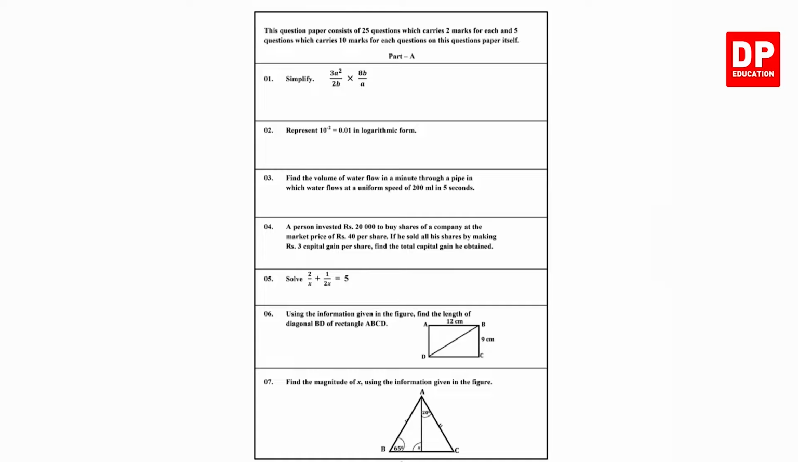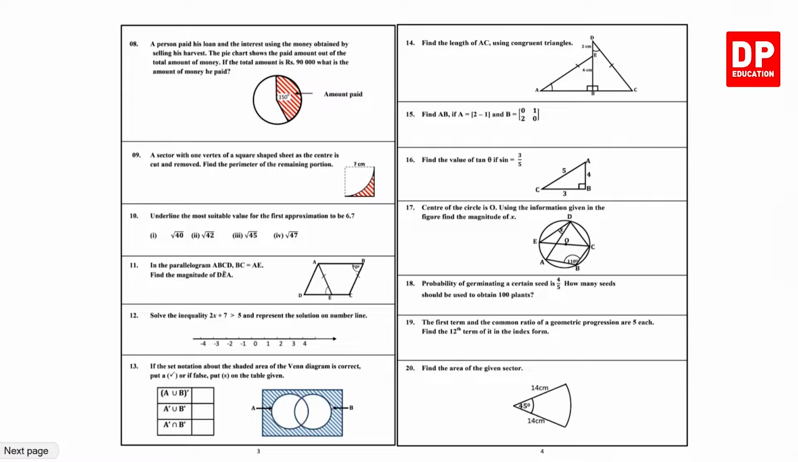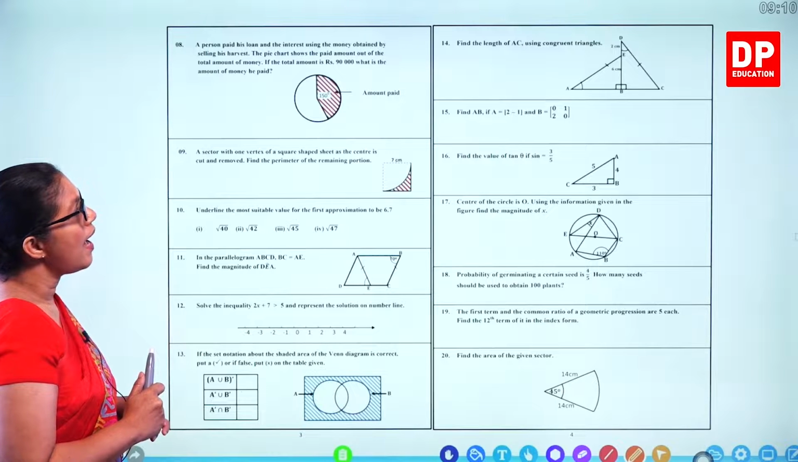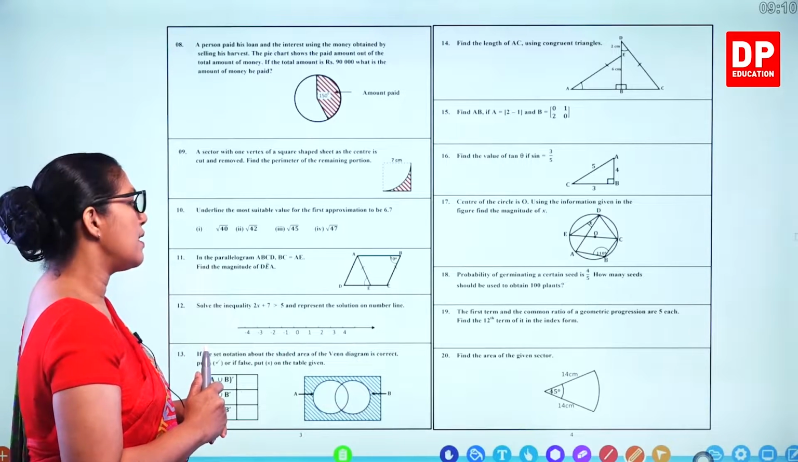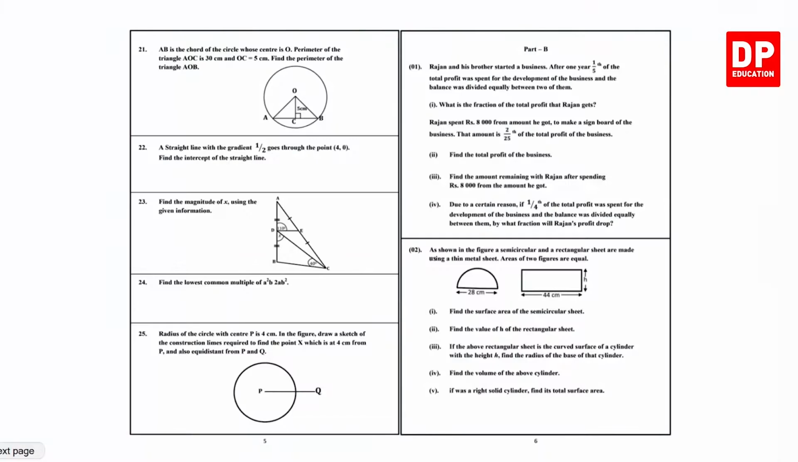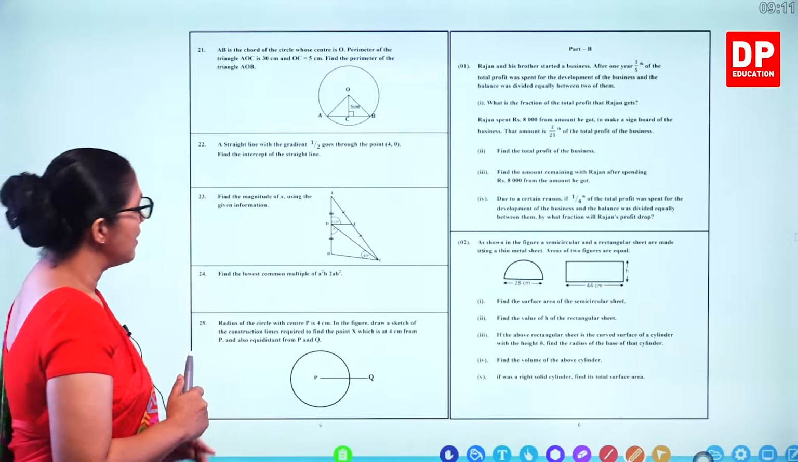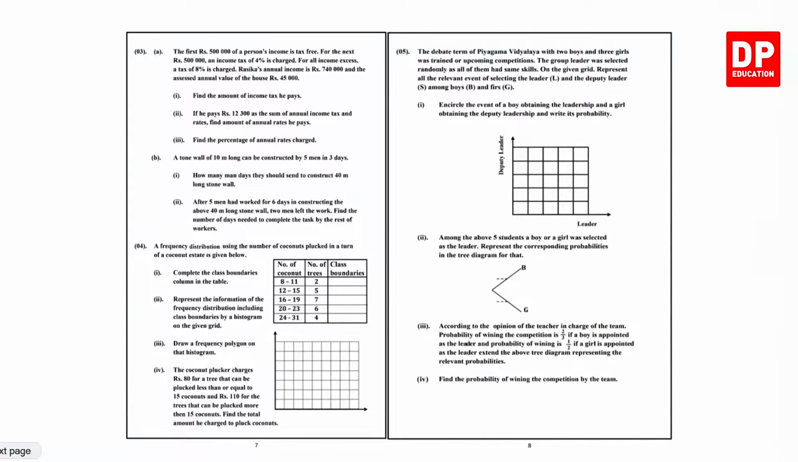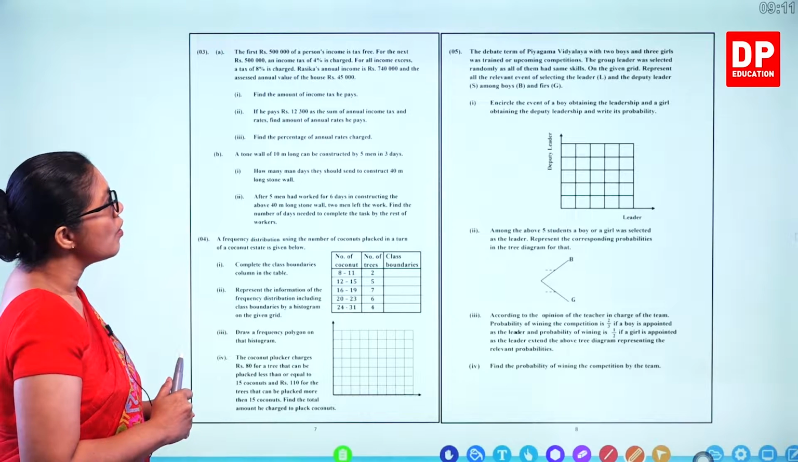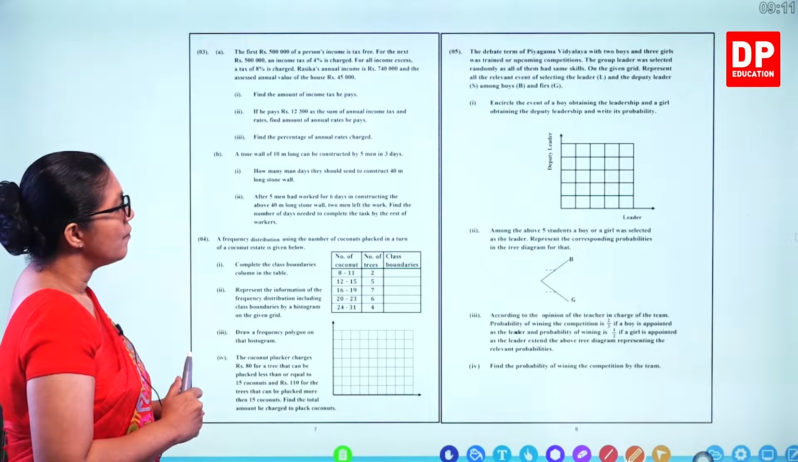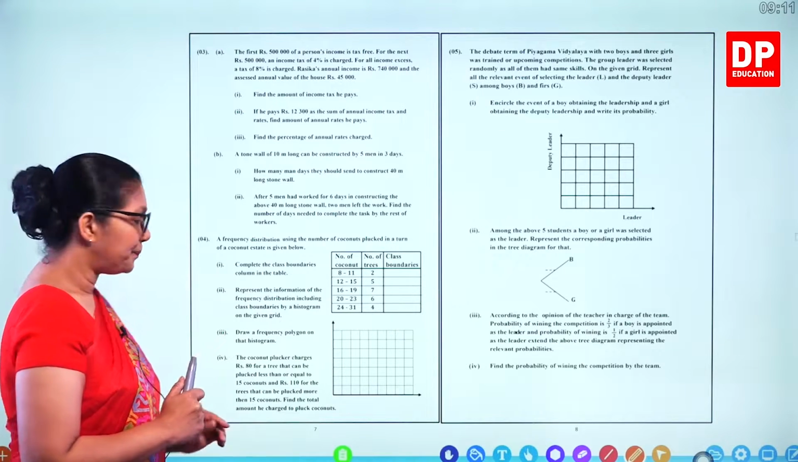So questions 1 to 7 in the first page. Questions 8 to 13 in the second page. And questions 14 to 20 in the next page. And 21 to 25 in the other page. Then you get part B. First and second question. And next page, third and fourth, and the last page you get question number 5. So let's do this paper.